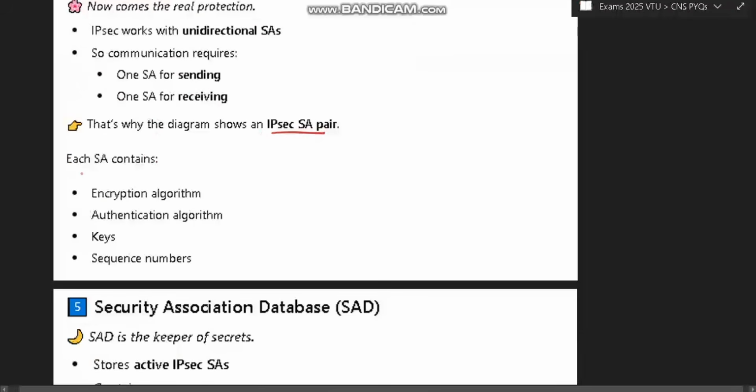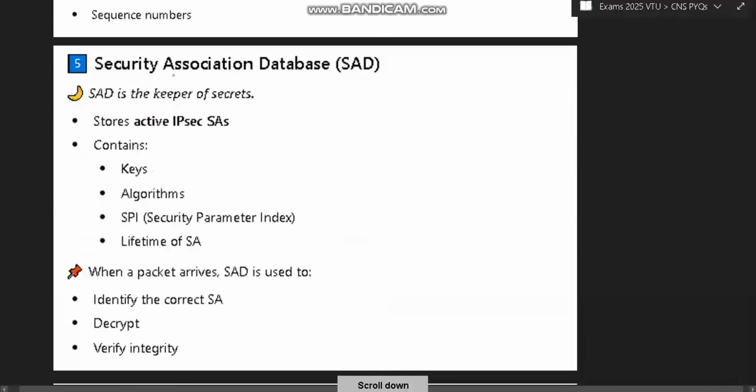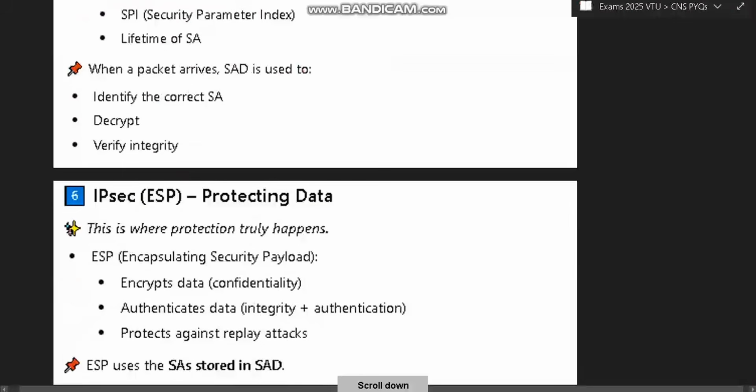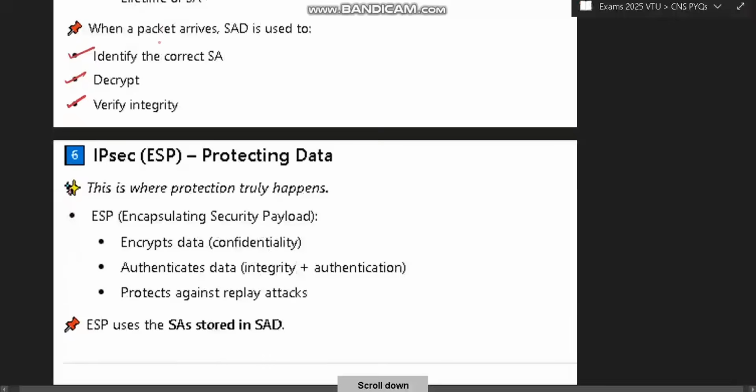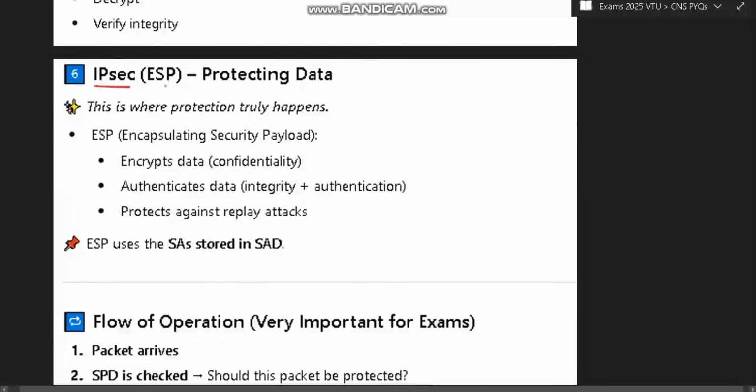IPsec SA pair. Each SA contains encryption algorithm, authentication algorithm, keys, and sequence numbers. Okay, and we have the security association database. This is the keeper of secrets. What are the policies present? All will be stored in the database. It stores active IPsec SAs, contains keys, algorithms, SPI, which is security parameter index, and the lifetime of the SA, till when that policy is valid. Okay, when a packet arrives, the SA is used to identify the correct SA, decrypt, and verify integrity. Okay, now next one is the IPsec ESP.